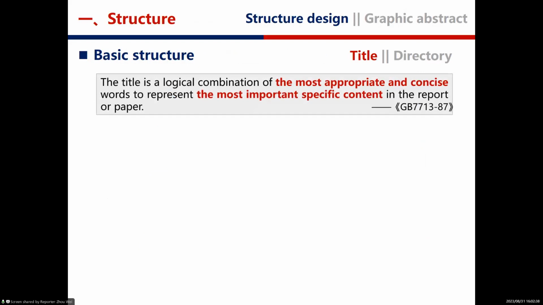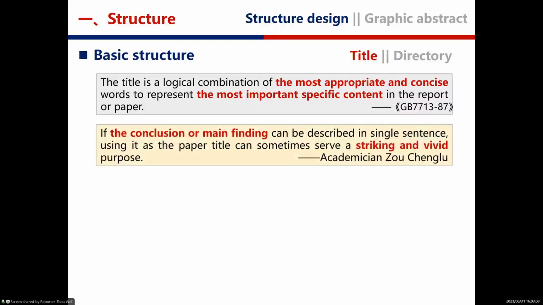For the 6 elements of the journal paper, the title plays the role of attracting readers' attention. As said in our national standard, the title uses the most appropriate and concise words to express the most important specific contents in a report or a paper. It can be representative of the conclusion and the main finding of your paper, and it is supposed to be striking and at the same time vivid. We hereby use 4 main characteristics to label a title. We call them brevity, clarity, indexability, and specificity.